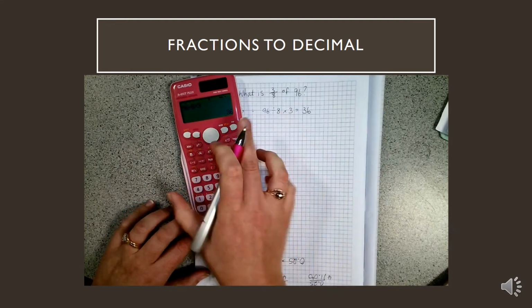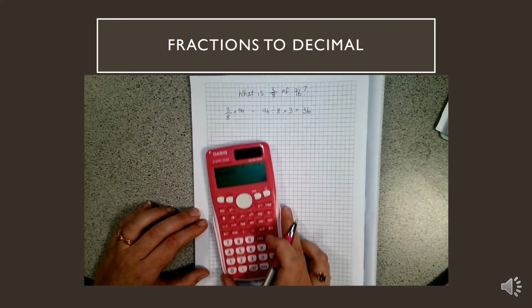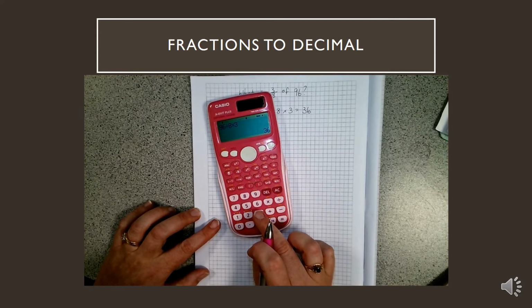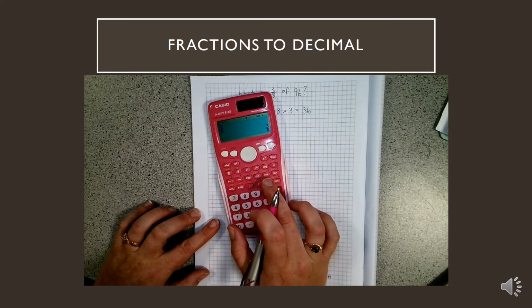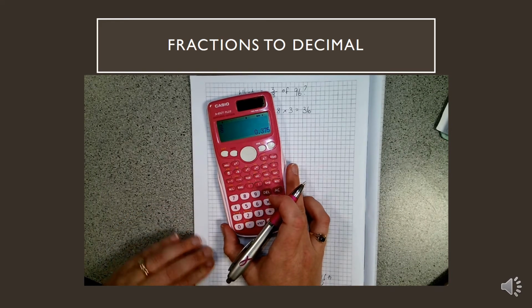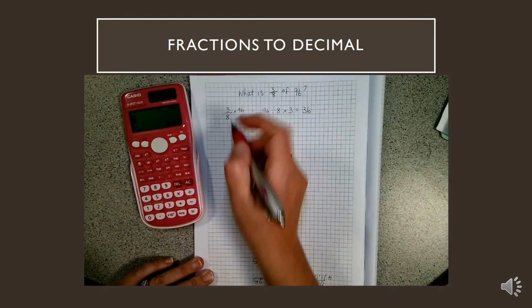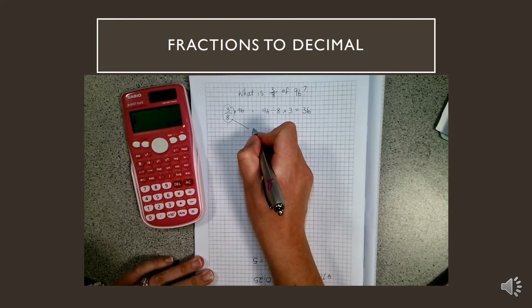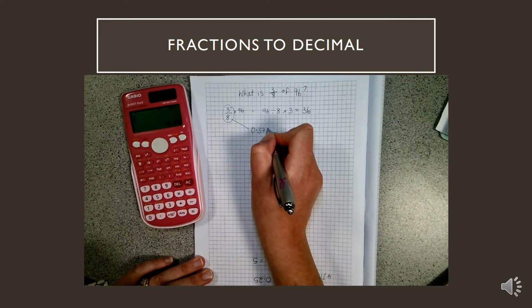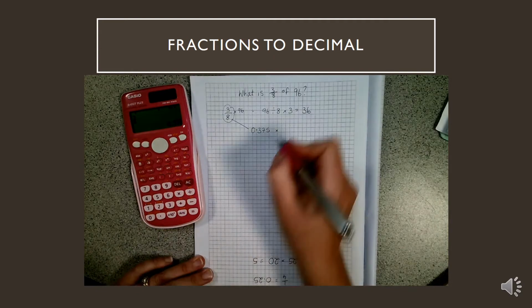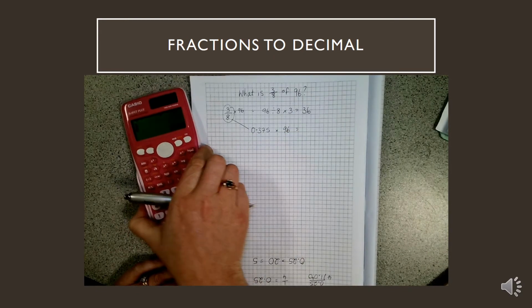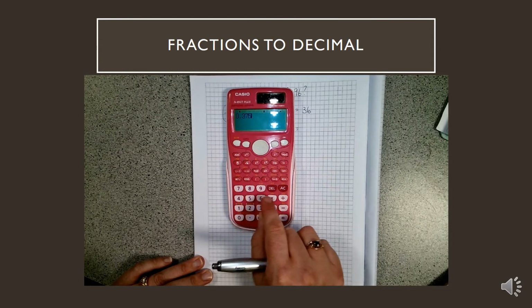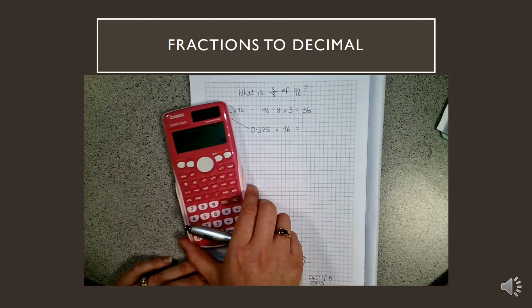Now just to show you the equivalent decimal, 3/8 equals, and using your change button, 0.375. So 3/8 is the same as 0.375. Just to check that, we're going to multiply it by 96 and see do we get the same answer. So 0.375 by 96, and I get answer 36.